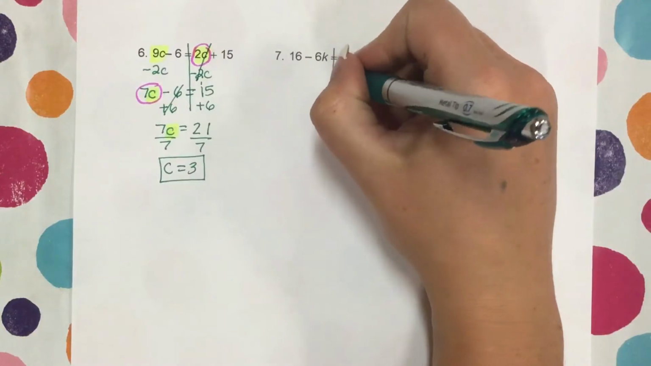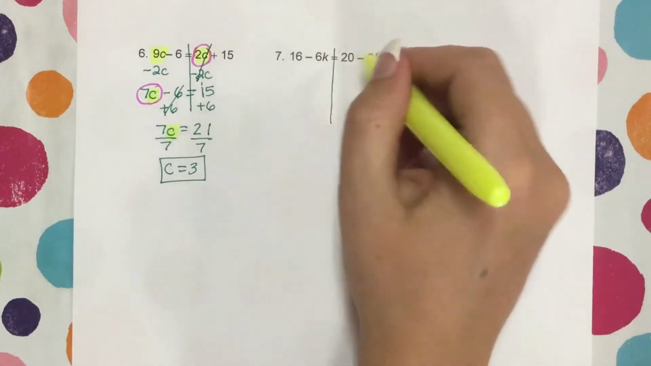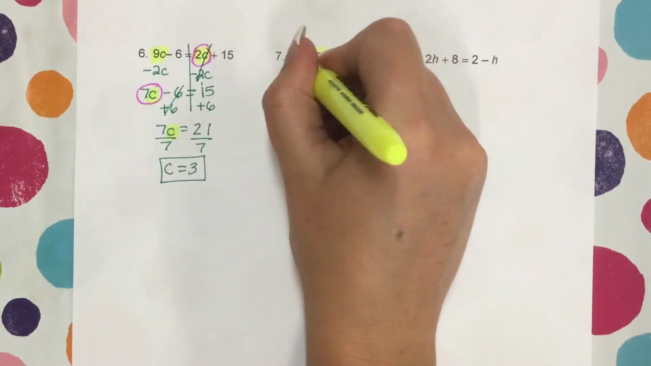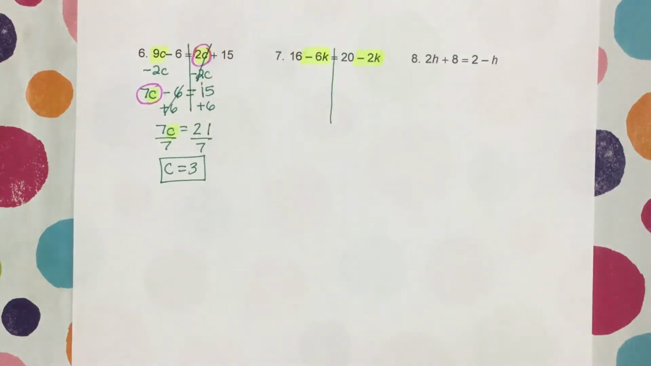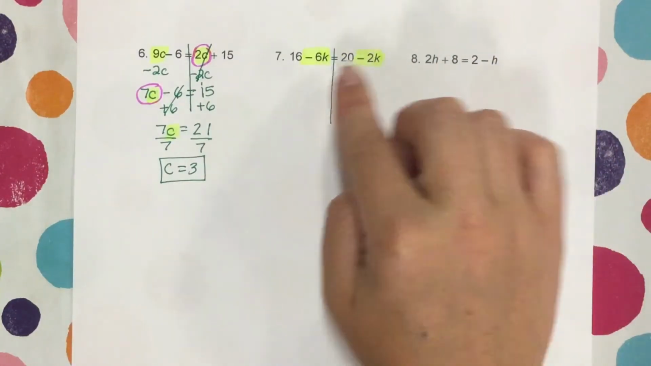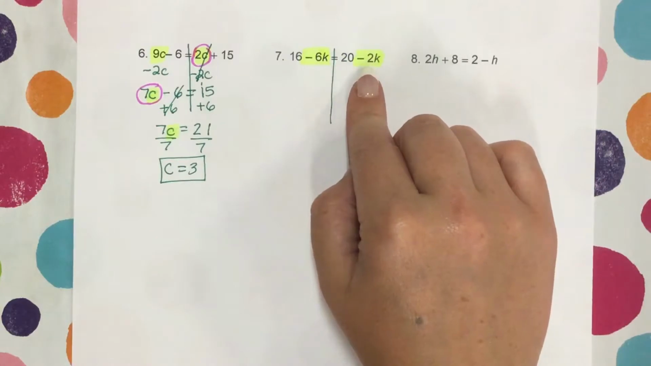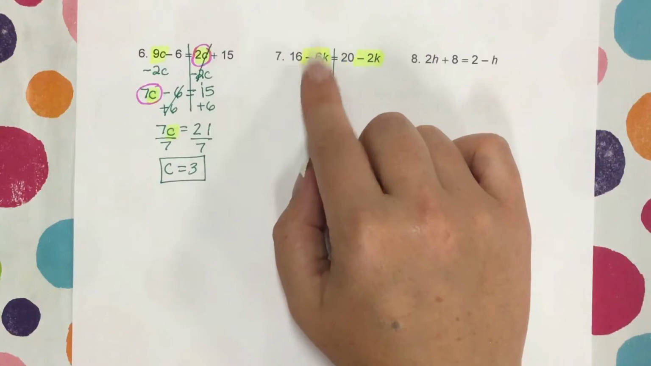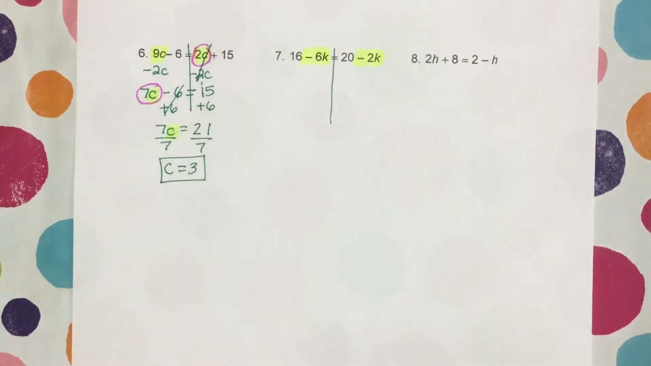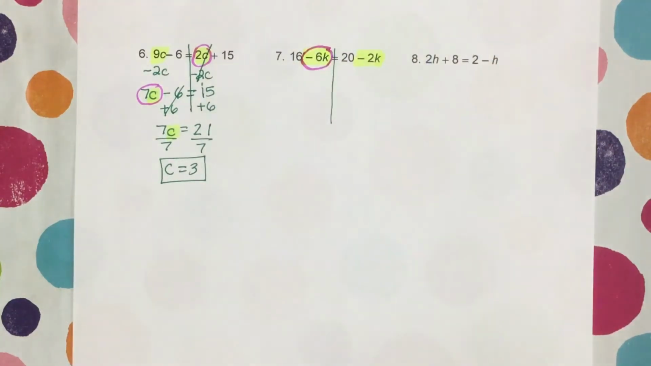The equal sign divides the equation into two sides. When I'm looking at this, I notice that I have variables on both sides. I have a negative 6k here and a negative 2k here. So I'm trying to figure out which one is the lesser coefficient. If you have negative 6 and negative 2, whenever you're dealing with negative numbers, negative 6 is actually less than negative 2. So this is the one with the lesser coefficient.